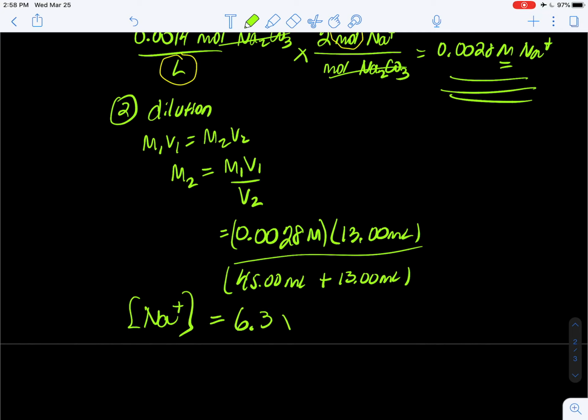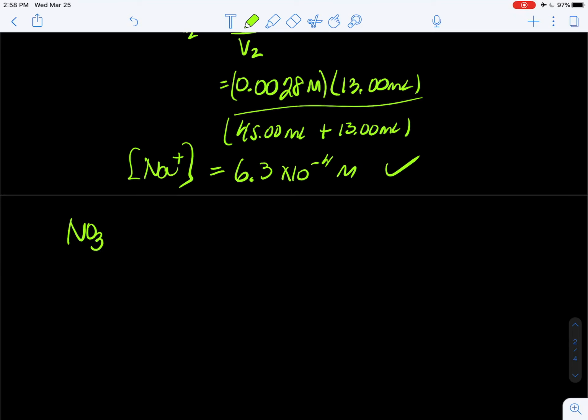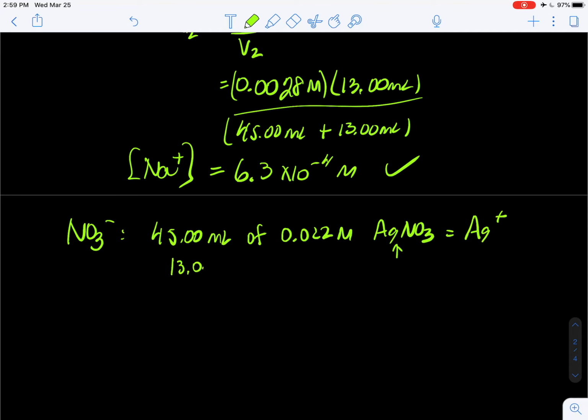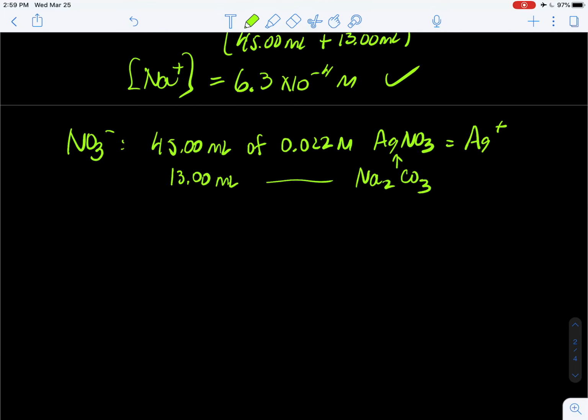The nitrate ion is done in a similar way. Okay. So remember again that we're mixing 45 milliliters of 0.022 molar silver nitrate. Now there's just a 1 there as a coefficient, right? So that's the same thing as silver ion. And we're mixing 13.00 milliliters of whatever molarity sodium carbonate. So here, because the coefficient is 1, we can just jump right into the dilution.